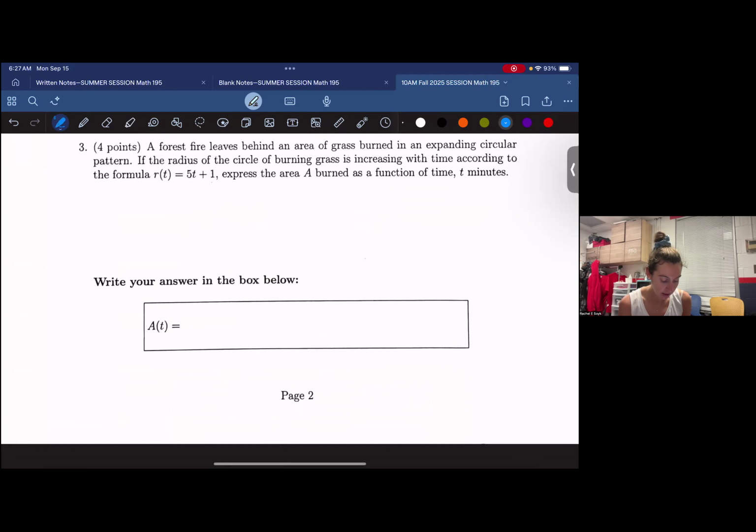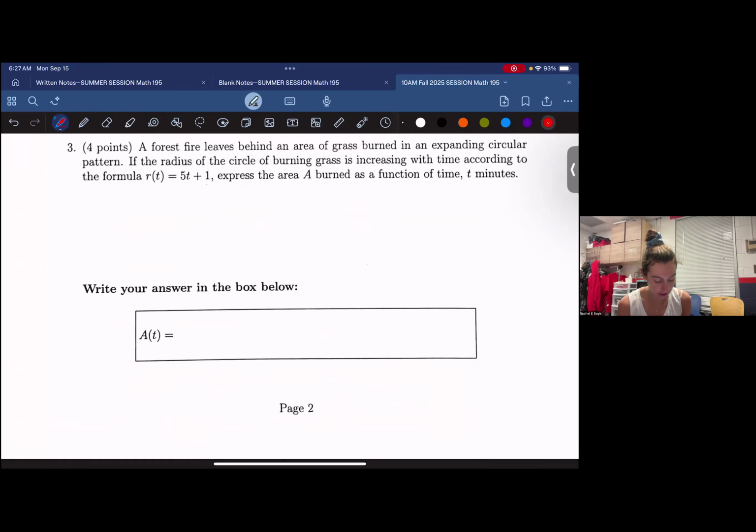And last but not least, we have our last question for today, which is a word problem and trying to find its composition. A forest fire leaves behind an area of grass burned in an expanding circular pattern. Okay, what's the area of a circle? Well, circumference equals pi times diameter, also known as 2 pi r. Area equals pi r squared.